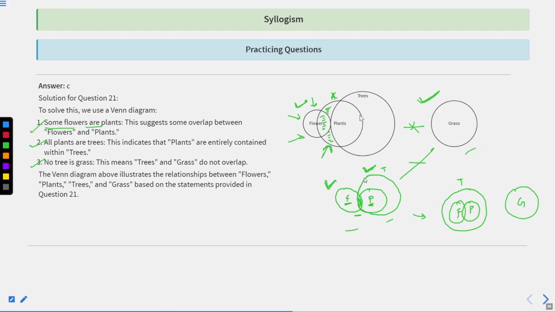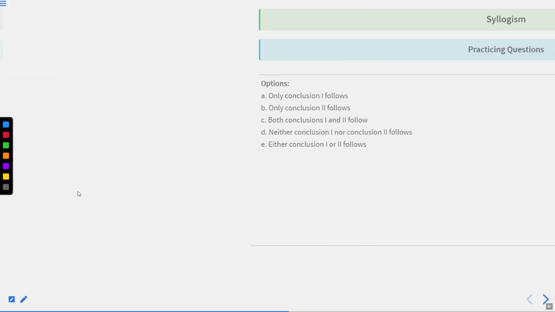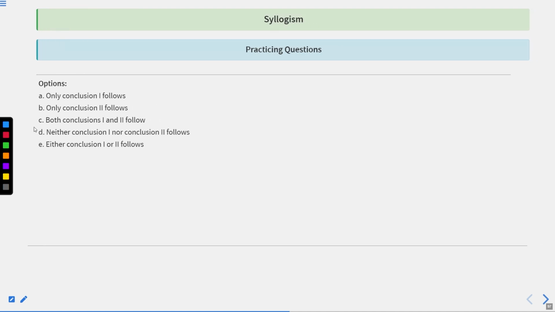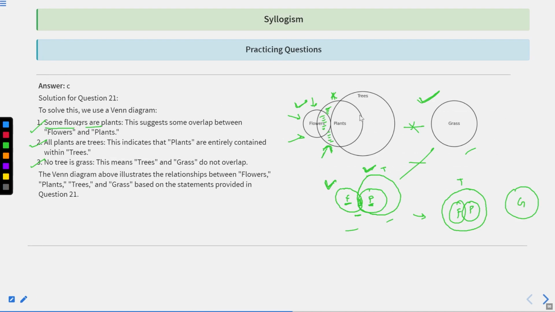This cannot be inferred. So it is a possibility that all the flowers would have been plants, or all the flowers would have been trees. But this is not 100% correct. There is a possibility. So since there is a possibility, we can assume that the second statement is also true. The correct answer would be both conclusion 1 and conclusion 2 follow. So the answer for this particular question would be answer C.